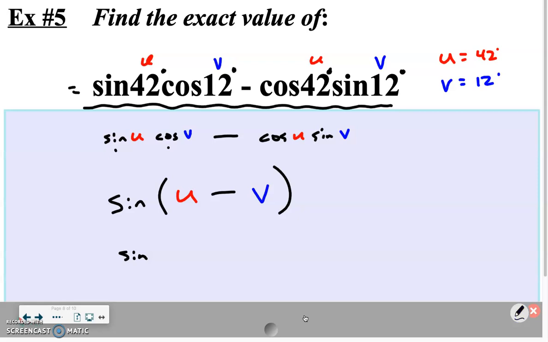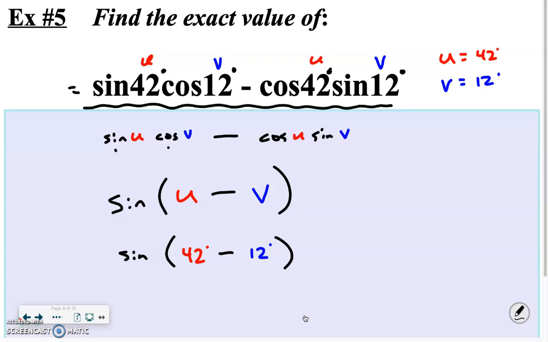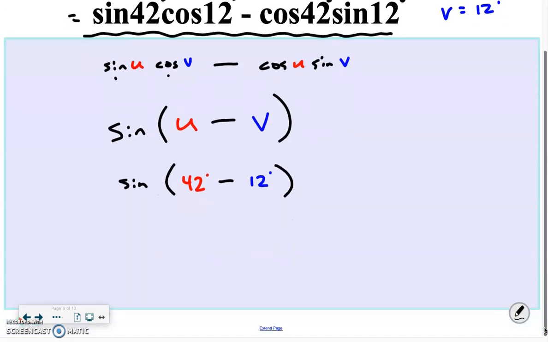But guess what? It's time to substitute back into place. So we said that we're using the sine difference, so sine of u minus v, but in place of u, we're going to allow 42 degrees, and in place of v, we're going to allow 12 degrees. And luckily, we have the ability to subtract, and we know that this is going to give us the sine of 42 minus 12, which is 30 degrees. At this point, we actually know the sine of 30 degrees. With our knowledge of the unit circle, we know that the value of the sine at 30 degrees is going to be equivalent to 1/2.